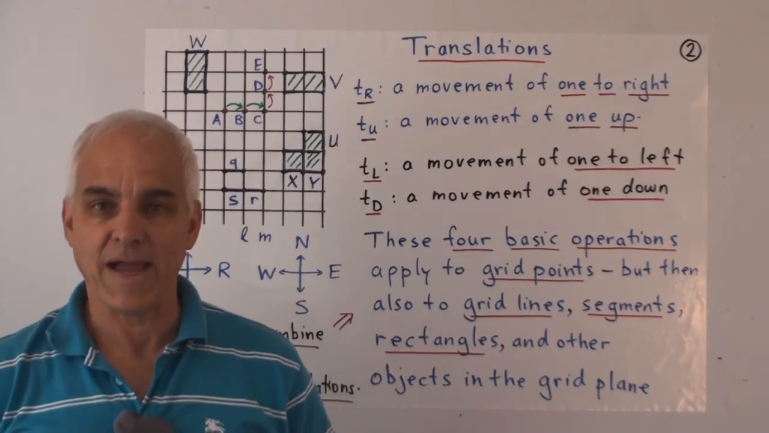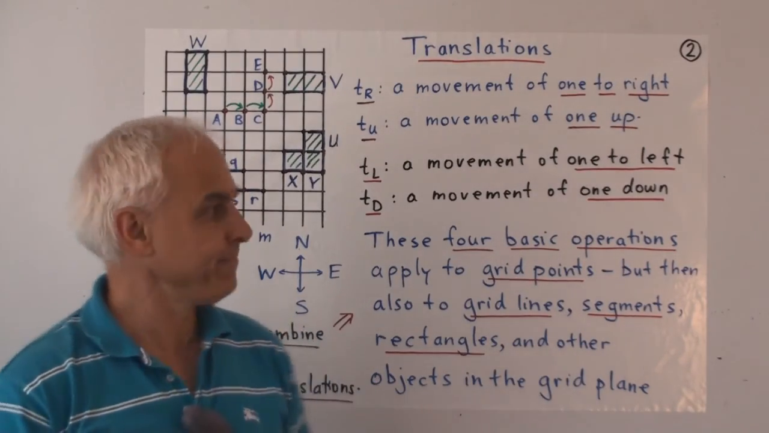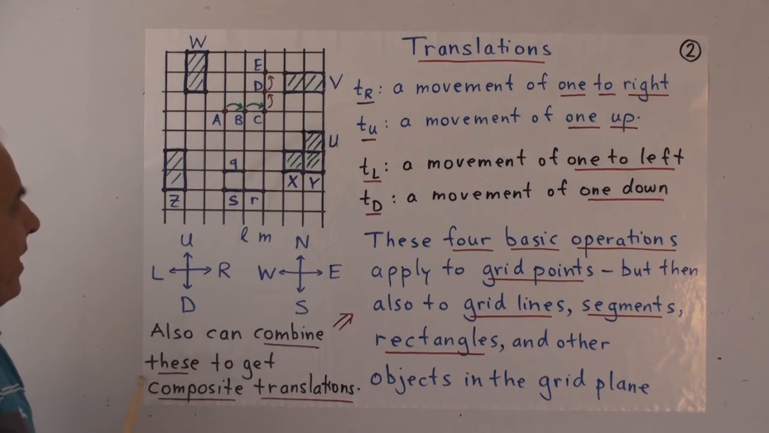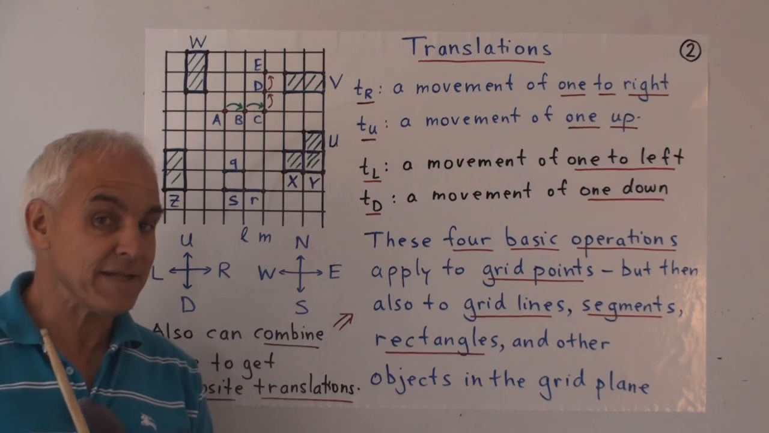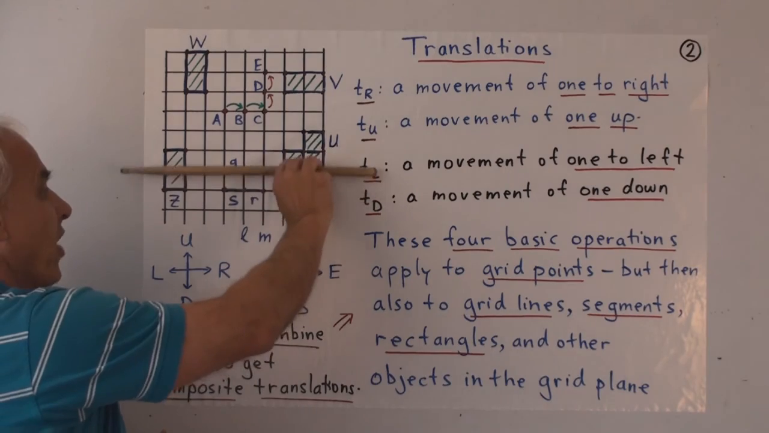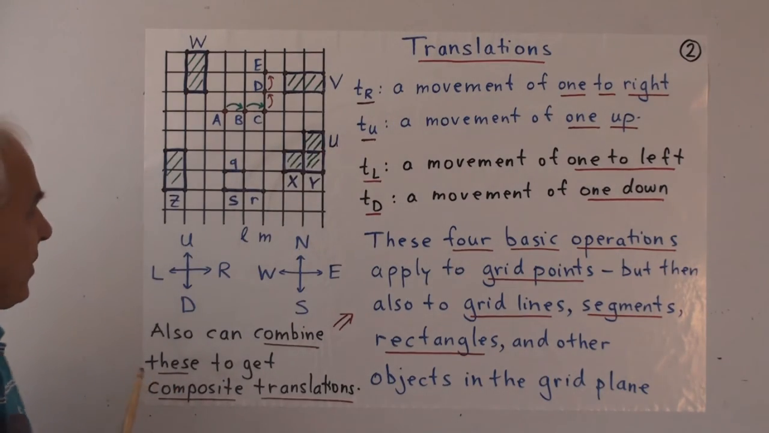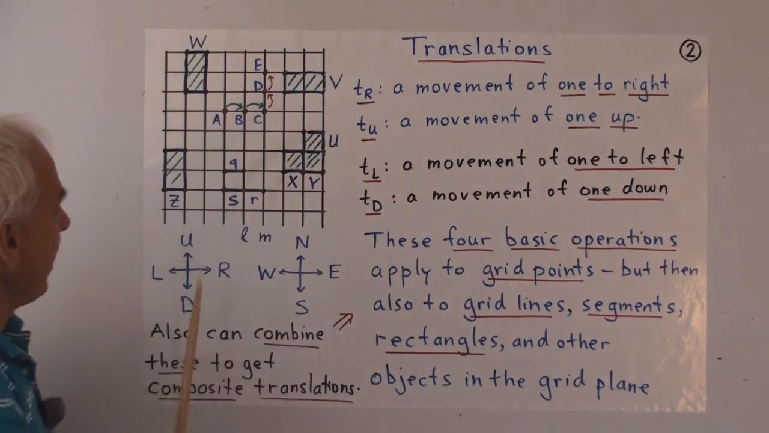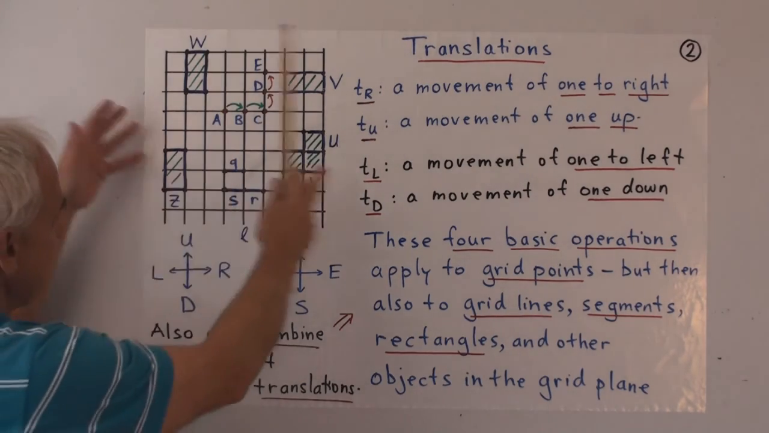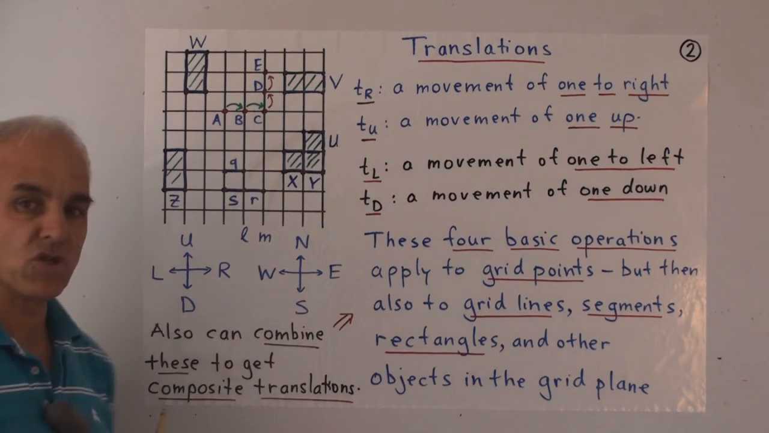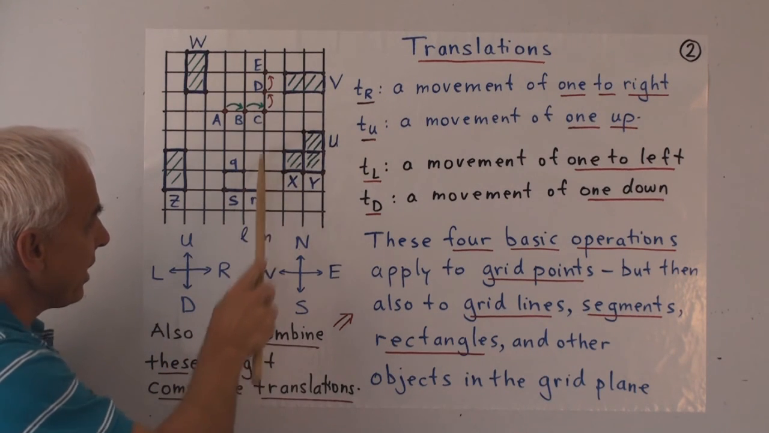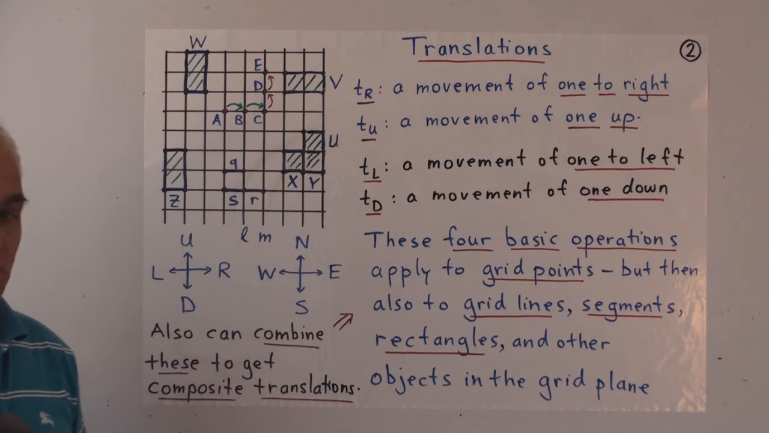So let's introduce translations of the grid plane. Here's our grid plane, or at least part of it. Let me just remind you of a few basic notions. The grid plane is composed of horizontal lines, which we call grid lines. They're equally spaced. And then there are also equally spaced vertical lines, forming this pattern of little unit squares or cells. The places where the lines meet are called points or grid points.